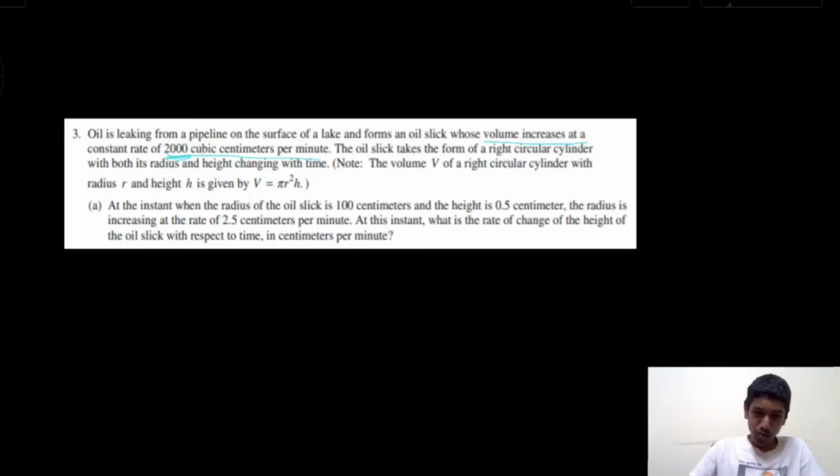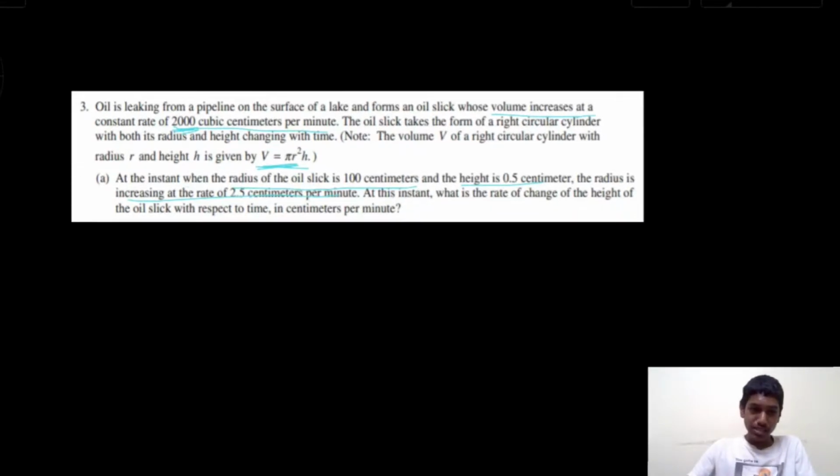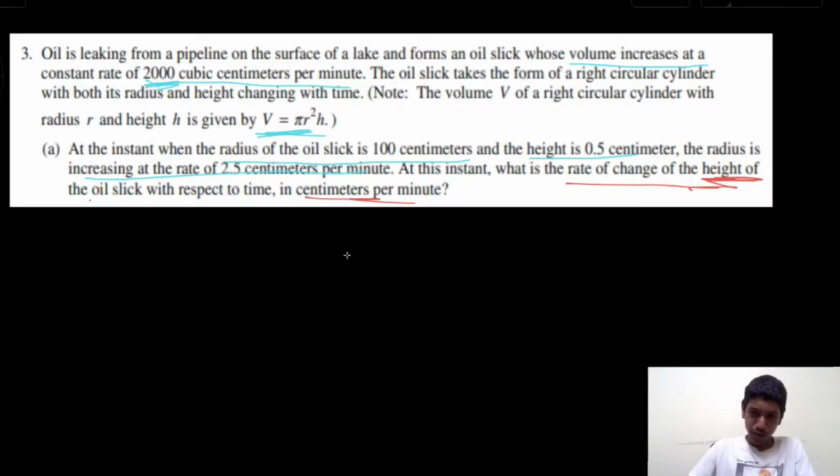So it's a right circular cylinder. Okay, good enough approximation. And they've given us a nice formula here. So the radius is 100, and then the height is that, and then the radius is increasing at that much per minute. What are they asking us? They're asking us for the height: the rate of change of the height of the oil slick in centimeters per minute. Since they specifically specified the units, we better put those.